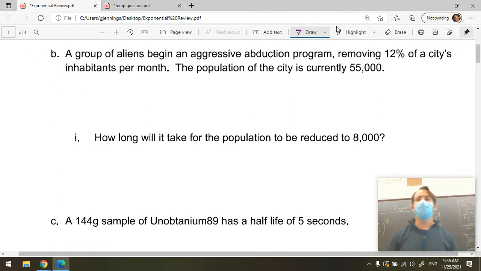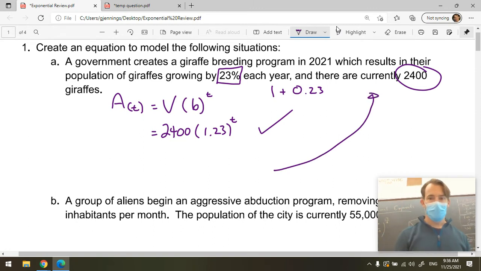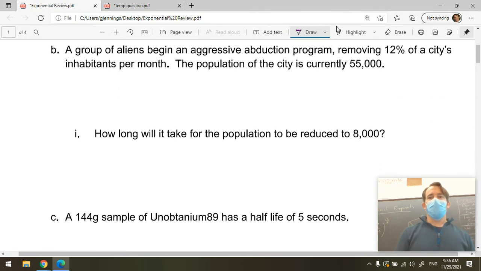Now, this is a different situation. This is an example of exponential growth. Pretty soon, we've got so many giraffes that we don't know what to do with them all. This is different. This is exponential decay.